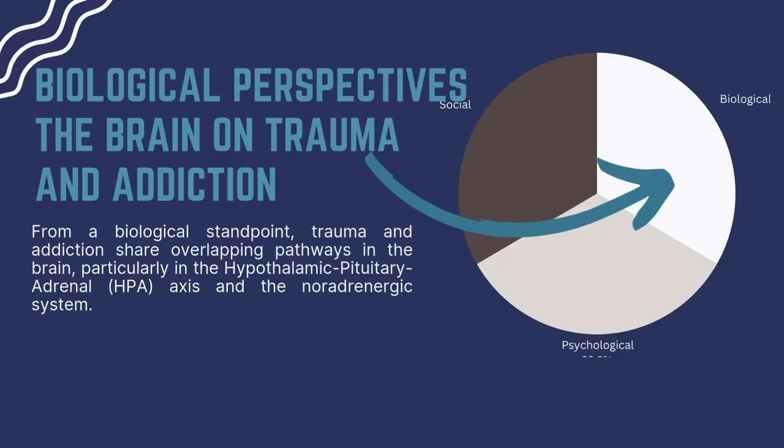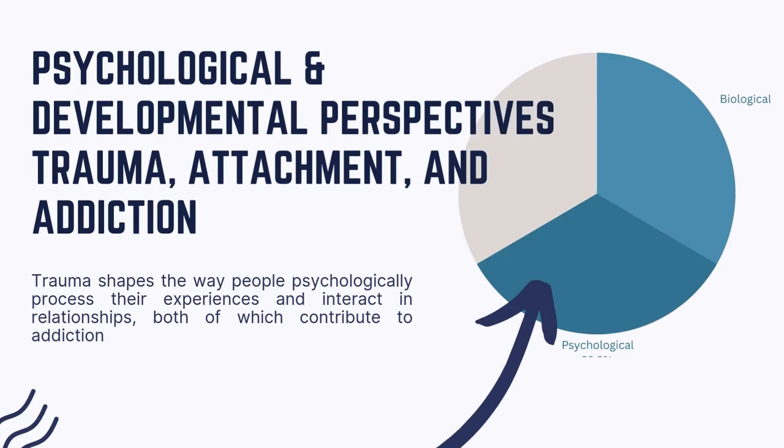If a person is genetically predisposed to an overactive stress response, combined with early exposure to trauma, their neurobiology may make them highly vulnerable to addiction, even with relatively limited exposure to substances. So that's the biology. Beyond neurobiology, trauma shapes the way that people psychologically process their experiences and interact in relationships, both of which can contribute to addiction.